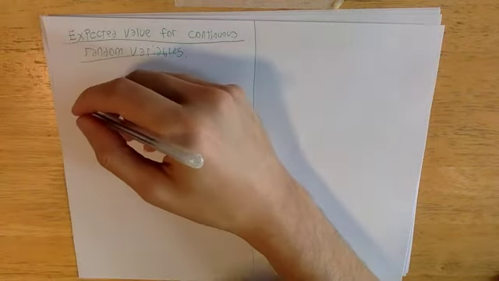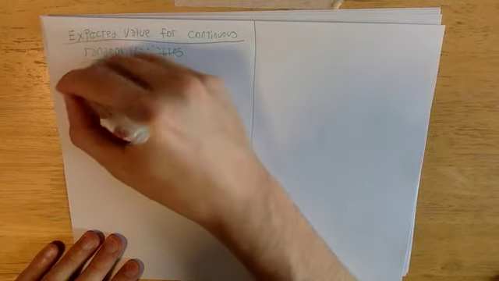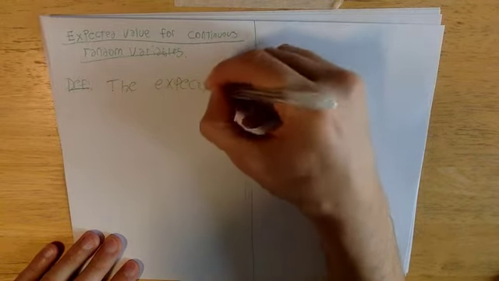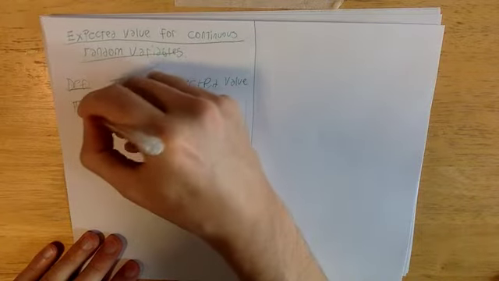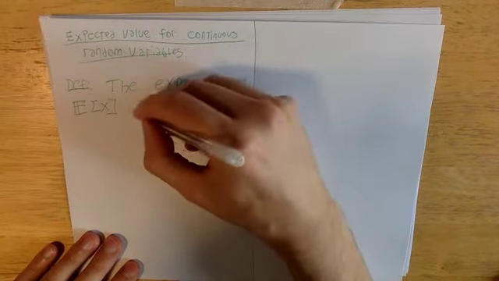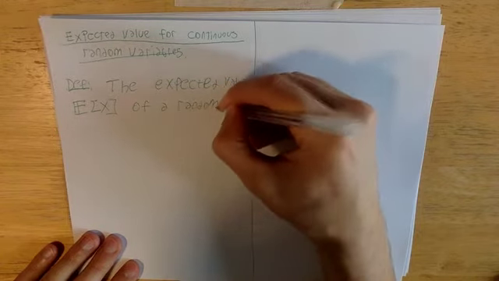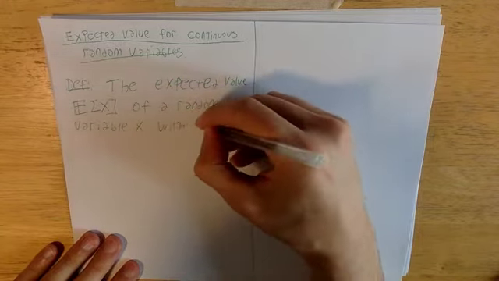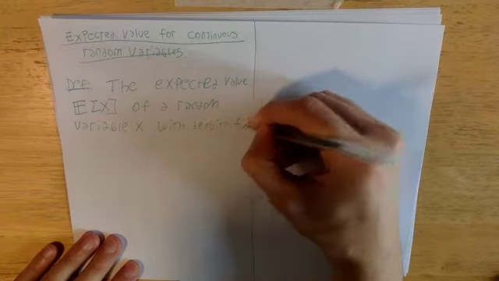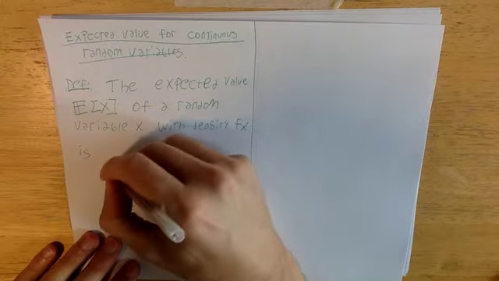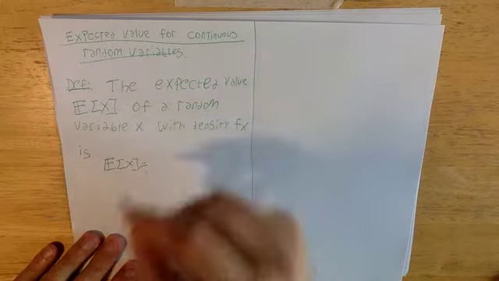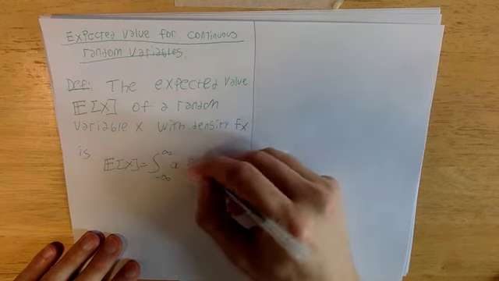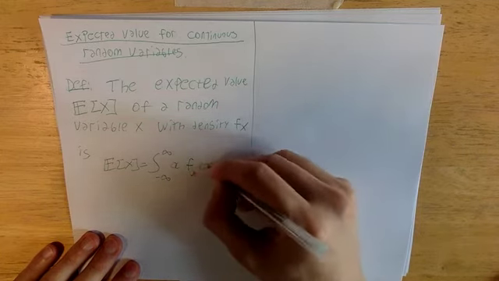Okay, so definition. The expected value of a random variable X with density f of X is E of X, which is just the integral from minus infinity to infinity of little x against the density function f_X(x) dx.